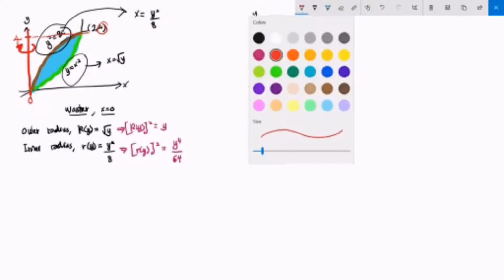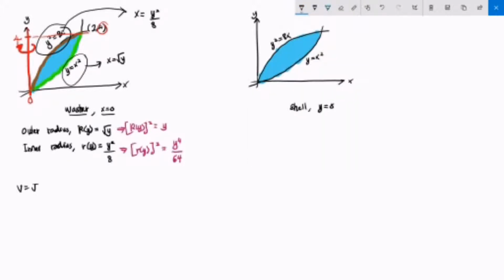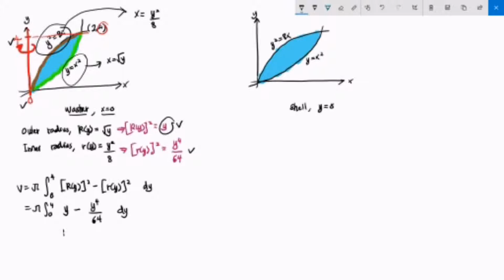So now we can write the volume is given by pi, integrate from where to where? Of course, this is dy, right? So from 0 up to 4. We have to firstly write R(y) squared, the bigger R first, minus the smaller r(y), so we'll fill in with the function. R(y) squared is given by this one, y, minus, r(y) squared is given by this one, y to the power 4 over 64 dy. And then we perform the calculation until we get the final answer.